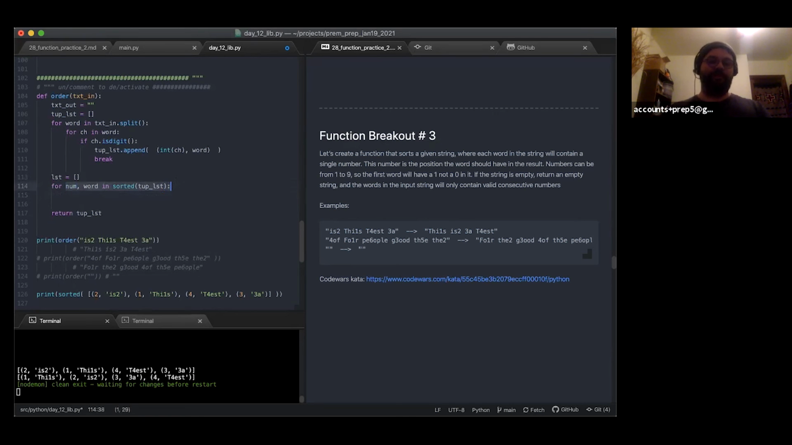So for num and word in tuple, I'm just going to say list.append word. Right, so now I've got a list of words. So now I'm interested in list. I'm going to return list. So this is a test, right? So I've got all the strings in the correct order, but it's not returning a string yet. It's still returning a list.